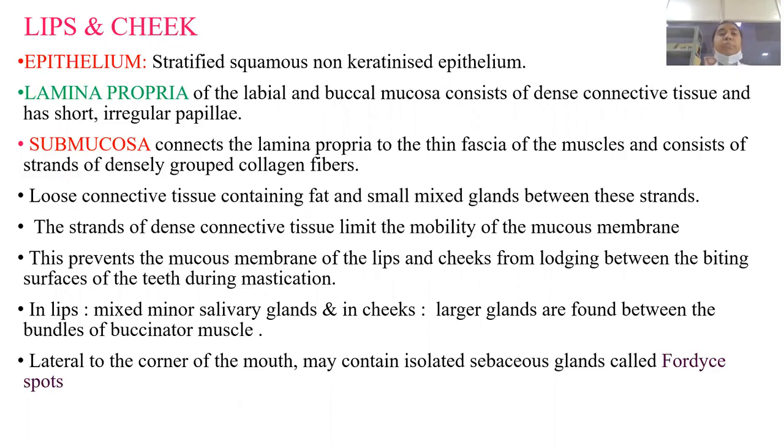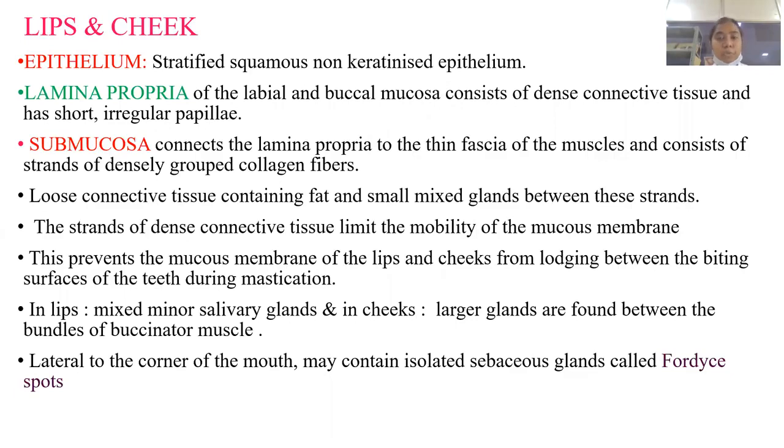Lip and cheek. So here comes the epithelium, lamina propria, and submucosa. In epithelium, stratified non-keratinized epithelium is there. Lamina propria of the labial and buccal mucosa consists of dense connective tissue which has sharp irregular papillae. Submucosa connects the lamina propria to the thin fascia of the muscles and consists of strands of densely grouped collagen fibers. Loose connective tissue containing fat and small mixed glands lies between these strands.